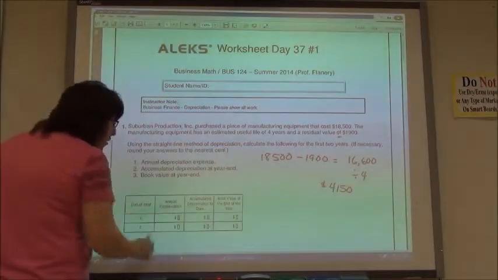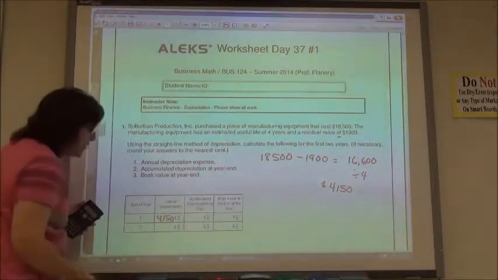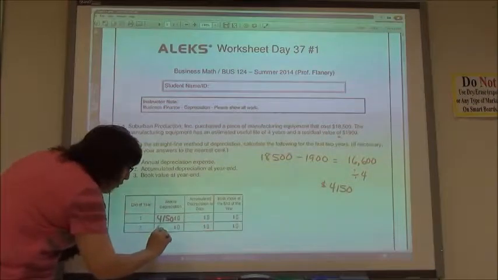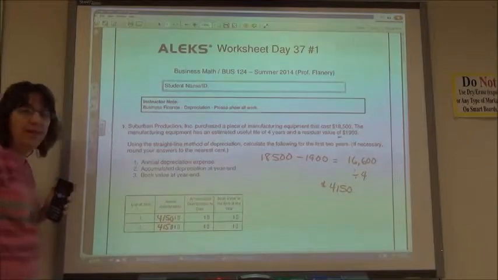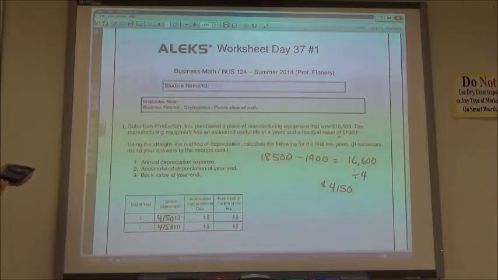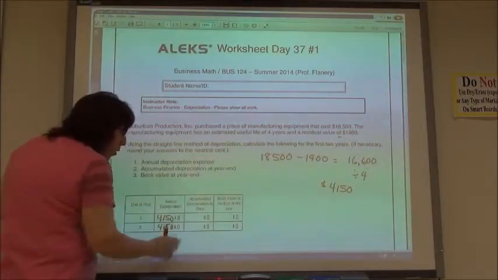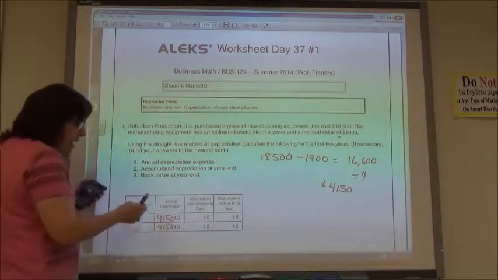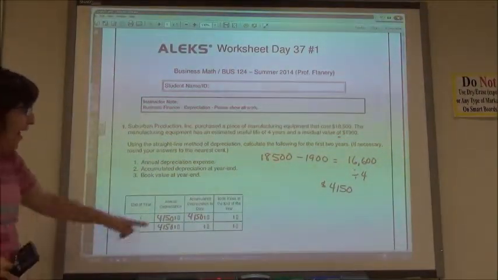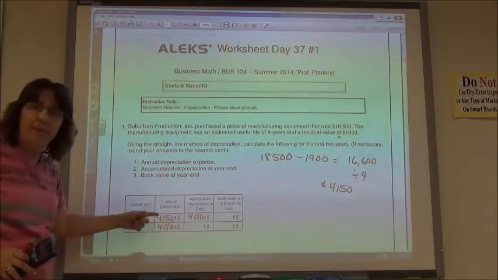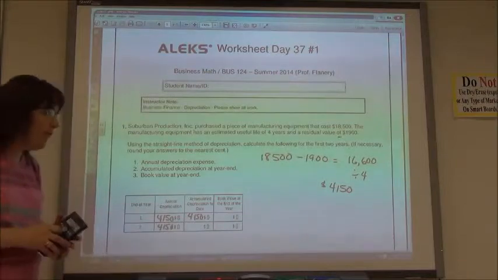So end of year 1, your annual depreciation, $4,150. And same thing for year 2, $4,150. Year 3 would be that amount, year 4 would be that amount. The accumulated depreciation to date. Since this is year 1, my accumulated depreciation is just the $4,150 that it depreciated by. At year 2, it'd be 2 times that because it's the same thing. Year 3 would be 3 times that. Year 4 would be 4 times that.